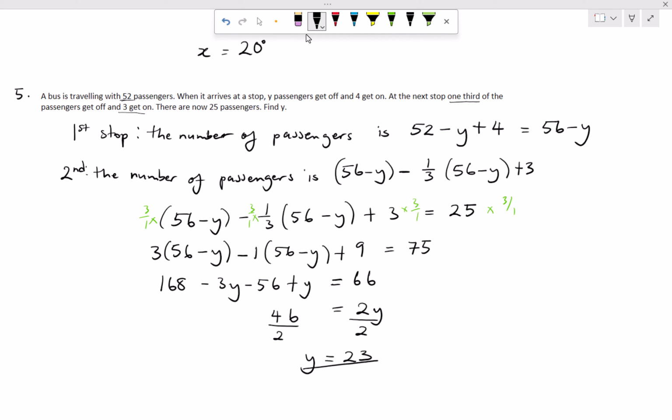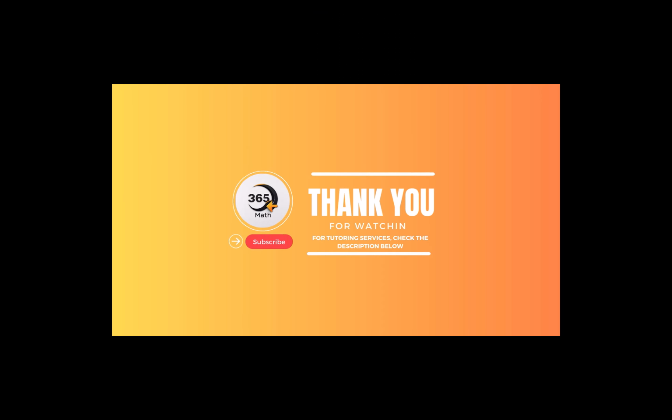So that is how we solve these equations. They are word problems, okay? So you just need to reason out. You just need to think, apply the 4 steps that I spoke of at the beginning of the video, and you solve for x or whatever letter that you would have. In this example, we had y, okay, because we were told that y passengers get off. So y represented the passengers. So that is how you solve these equations.